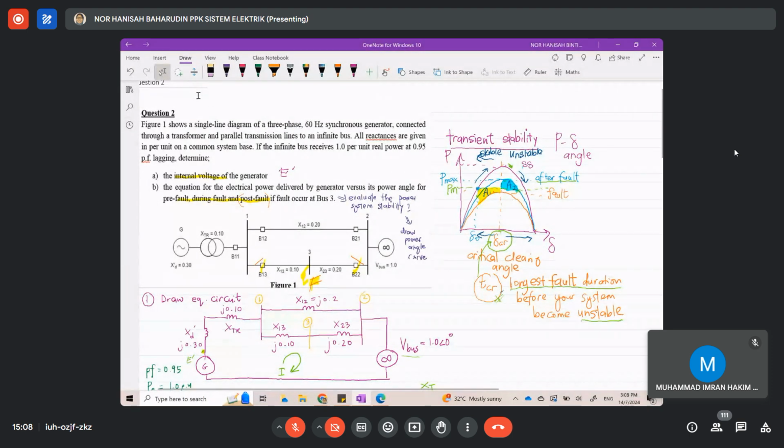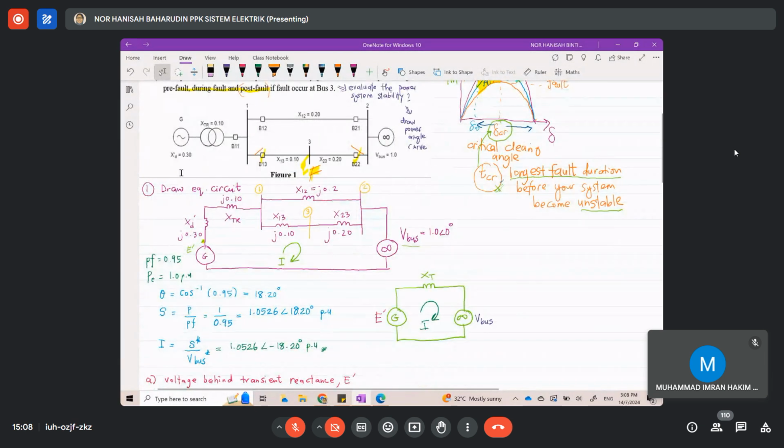Okay, so when you get this kind of question, first, every time you get a power system stability study question, you have to draw the equivalent circuit. So for this circuit that has been provided in the question, you have to copy and redraw the equivalent circuit.